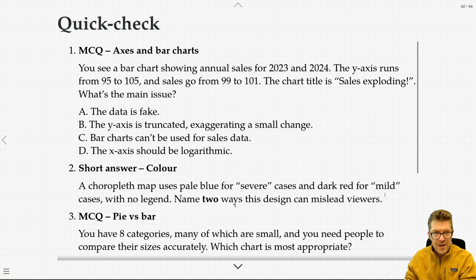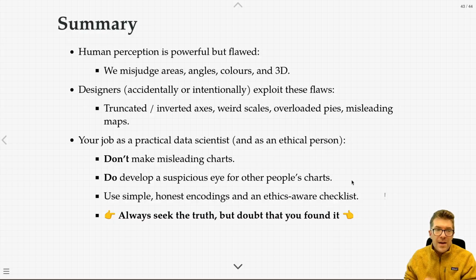Here's your quick check on the slides posted online. In summary, human perception is powerful in some ways. We have a lot of automatic processing. We didn't talk about neuroscience today, but there's a lot we can do very well. But this also means we can misjudge things like areas, angles, colors. We can succumb to optical illusions and cognitive biases. Designers can accidentally or intentionally exploit these flaws by truncating, inverting axes, having weird scales, overloading pie graphs, otherwise having misleading graphs. So visualizations, even if they're pretty, it doesn't mean that they tell the correct story.